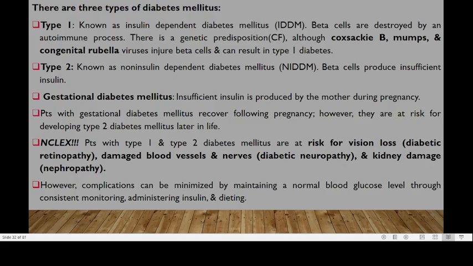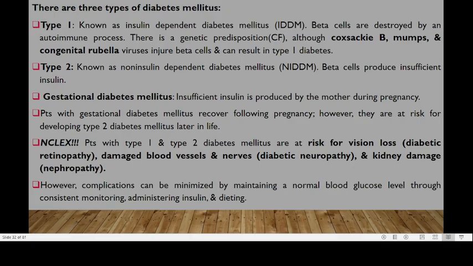We also have another type, gestational diabetes, and this one is due to insufficient insulin produced by the mother during pregnancy. You have to know that patients with gestational diabetes normally recover following pregnancy. However, they are at risk for developing type 2 diabetes later in life. So we have type 1, type 2, and gestational, which seems to be under type 2, but that's also counted here as the third type of diabetes.